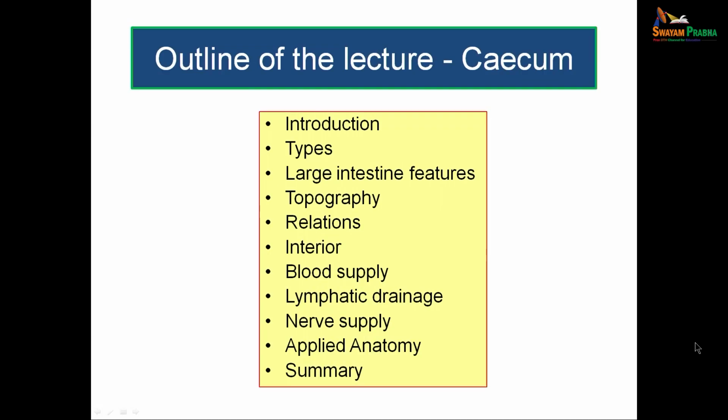So, let's look at the anatomy of cecum and appendix. The initial part of the lecture is regarding cecum, and later it will be followed by appendix. Coming to the outline of this lecture regarding cecum, we have the following headings which will be covered: introduction, types, large intestine features, topography of the cecum, relations, the interior of the cecum, blood supply, lymphatic drainage, nerve supply, applied anatomy, and we will be ending with the summary.